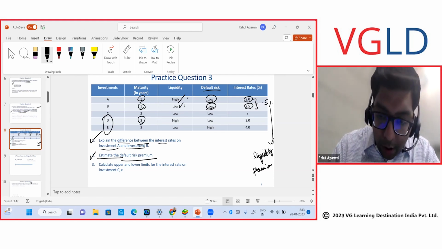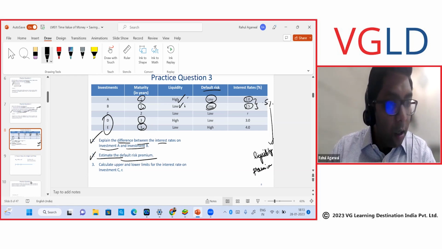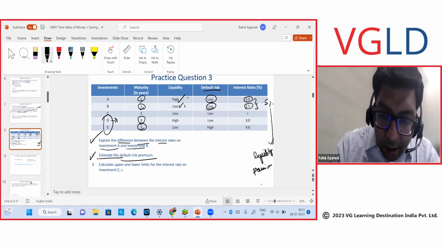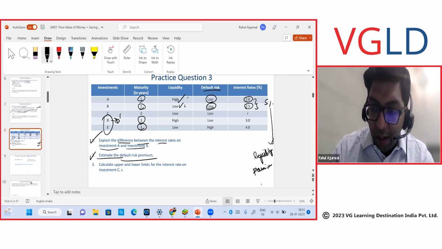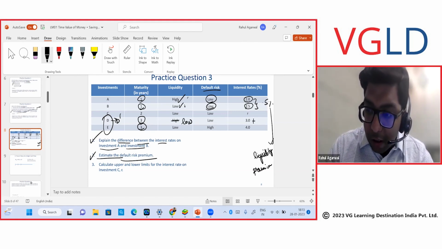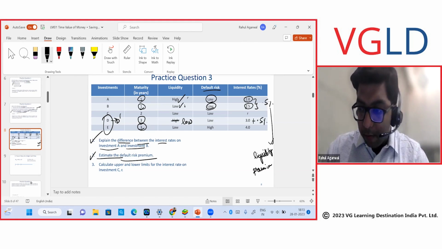D and E both have the same maturity, right? So for now, let's write D as D hash. Here it is written liquidity is high. Let's cut this and make it low. So that means what? If this is low, I will make this plus 0.5%.